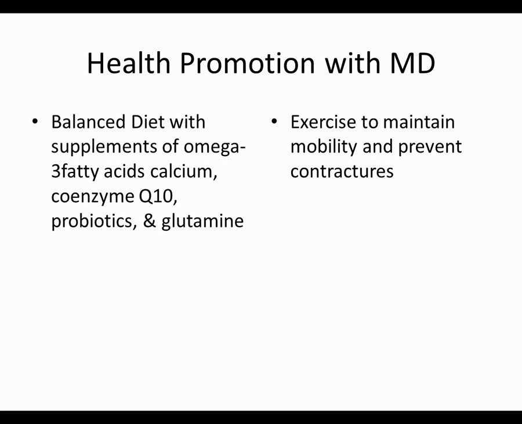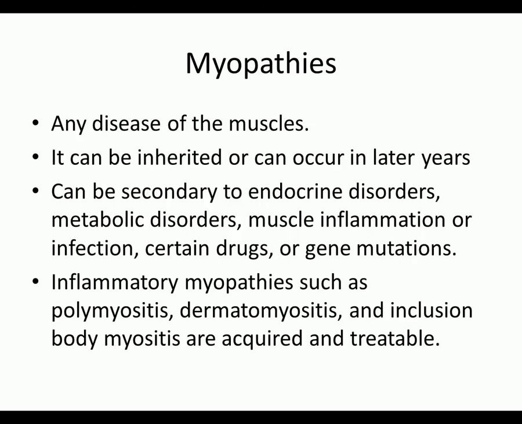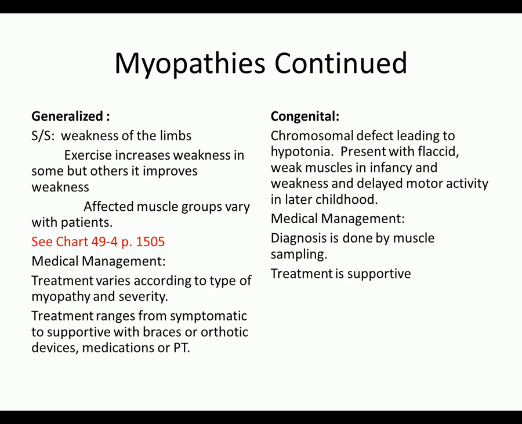Now let's talk about myopathies. There are several types of myopathies. Generalized is a weakness of the limbs which can improve or worsen with exercise, and the prognosis will vary depending on the type of myopathy. Your congenital myopathies have a chromosome defect leading to an absence of muscle tone. The diagnosis is made by tissue sampling, and treatment is supportive for these patients.